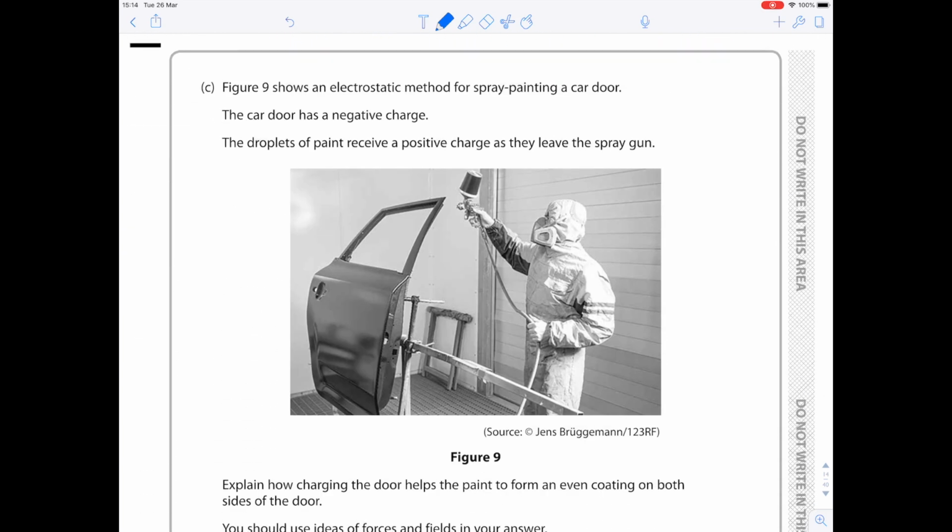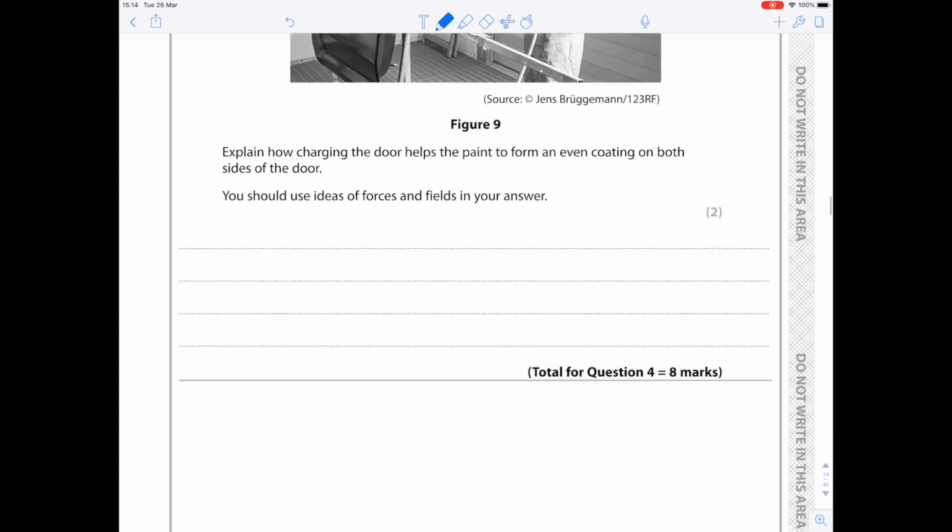C. Figure 9 shows an electrostatic method for spray painting a car door. The car door has a negative charge. The droplets of paint receive a positive charge as they leave the spray gun. Explain how charging the door helps the paint to form an even coating on both sides of the door. You should use ideas of forces and fields in your answer, and that is worth 2 marks.